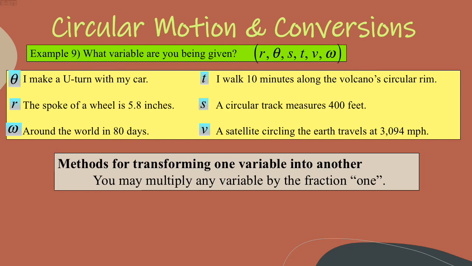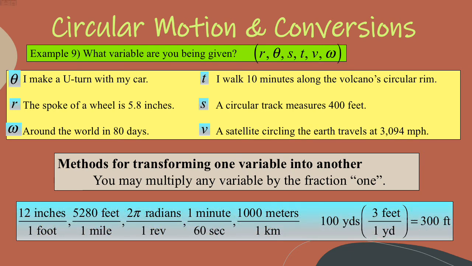The rule is that you may multiply any variable by the fraction 1. 12 inches over 1 foot is 1, as they both represent the same distance. 5,280 feet over 1 mile is 1. 2 pi radians over 1 revolution is 1. 1 minute over 60 seconds is 1. 1,000 meters over 1 kilometer is 1.